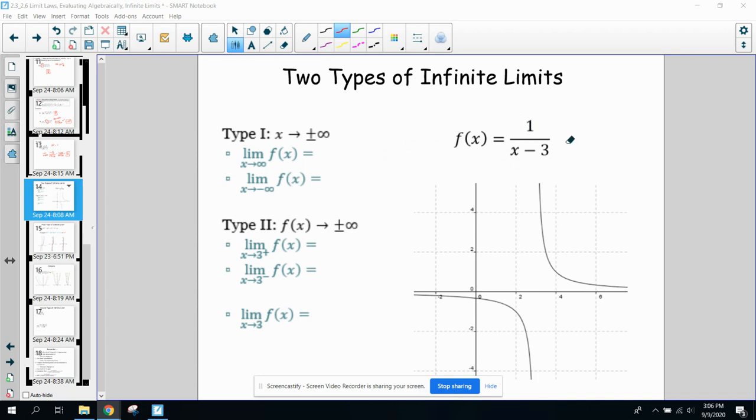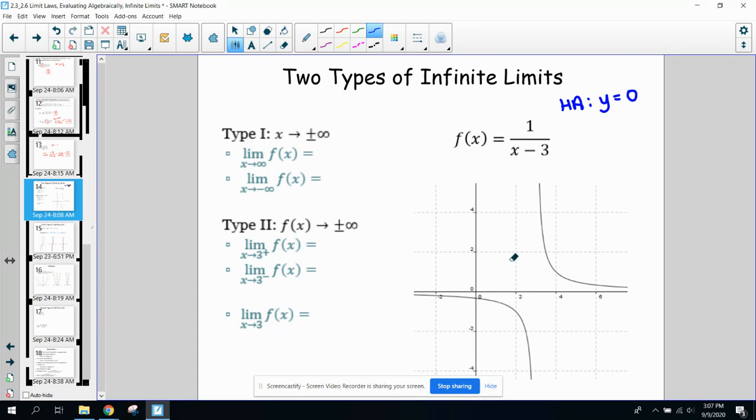So if I look at the function that they're given, the rule for the horizontal asymptote: well, the top degree is 0 because it's not there. The bottom degree is 1. So since the bottom is bigger, we know that this has a horizontal asymptote at y equals 0. So the limit as x approaches infinity and negative infinity should be 0.